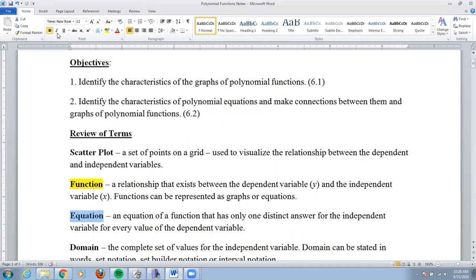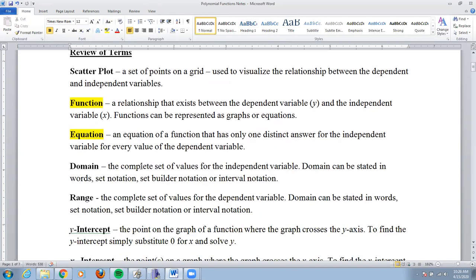An equation is a representation of a function that has only one distinct answer for the independent variable, and there is an equal sign. So the left-hand side equals the right-hand side. The domain is the complete set of values for the independent variable. Remember that is along the x-axis. Typically in grade 12 applied, we'll be focusing on the interval notation. The range is the complete set of values for the dependent variable, or the y value. And again, we are going to be focusing in on interval notation. However, set builder notation and words you could use as well.